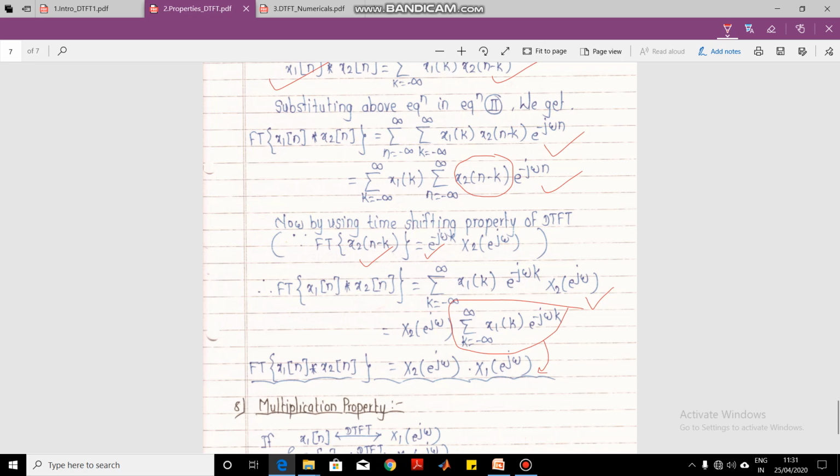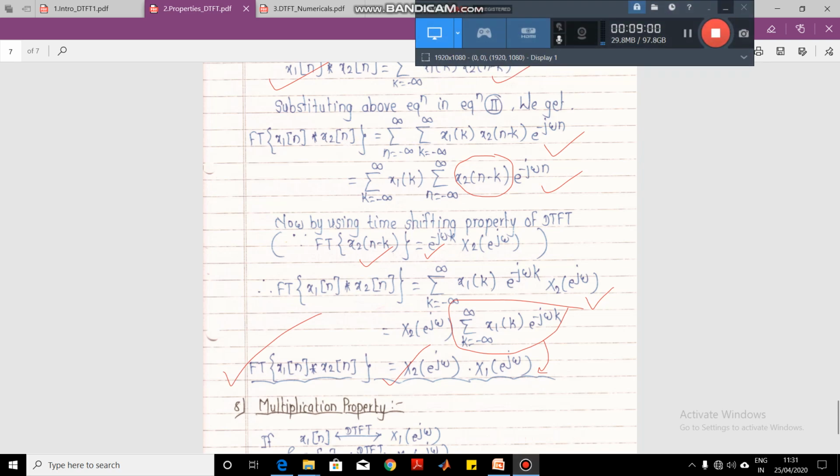So what does this mean? This means that when you take the convolution of the two signals in the time domain, we actually get the multiplication of the two signals in the frequency domain. The spectra get multiplied in the frequency domain. So this is the convolution property of the Fourier transform, or the convolution property of the discrete time Fourier transform.